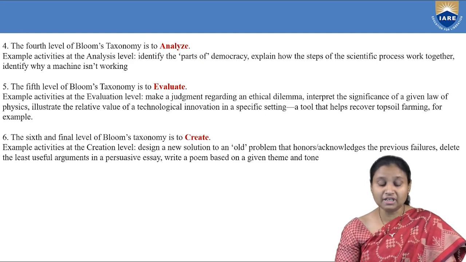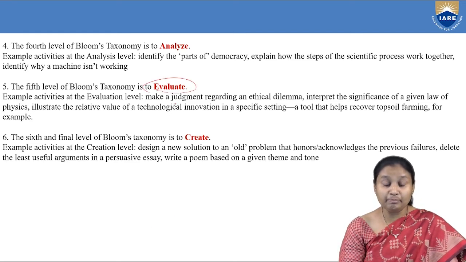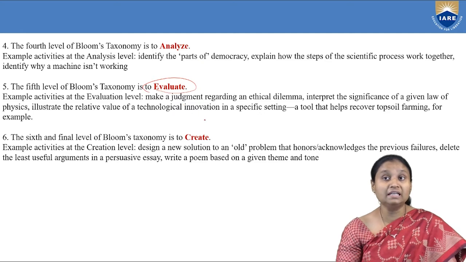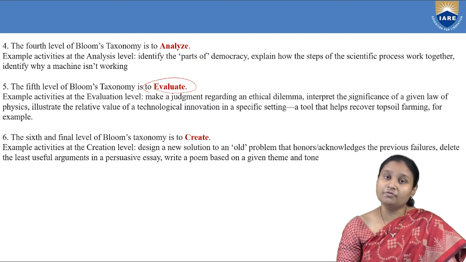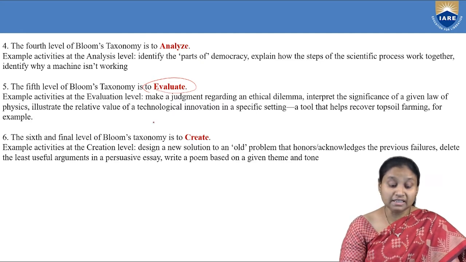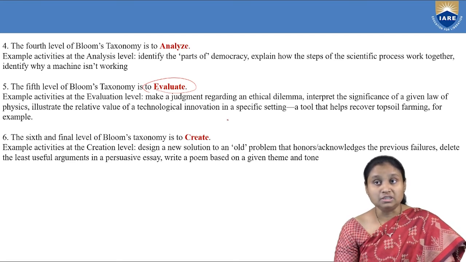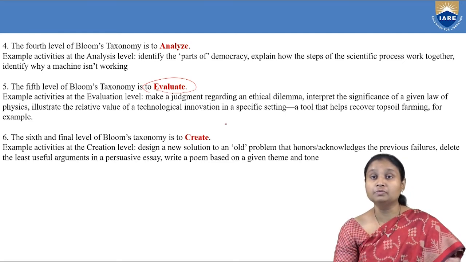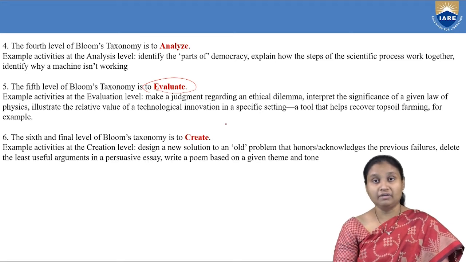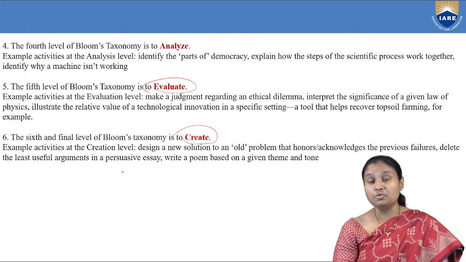And then the fifth level is evaluate. Some of the activities under evaluate are: make a judgment regarding an ethical dilemma, interpret the significance of a given law of physics, and illustrate the relative value of a technological innovation in a specific setting, such as a tool that helps recover topsoil in farming. So these are some of the examples that come under the fifth level of Bloom's taxonomy, evaluate. And the highest level of Bloom's taxonomy is create, the topmost level.